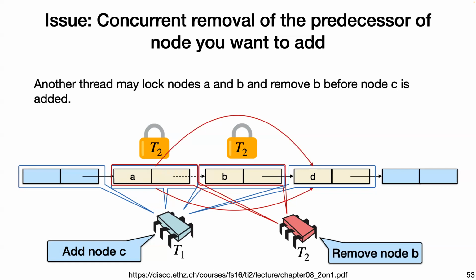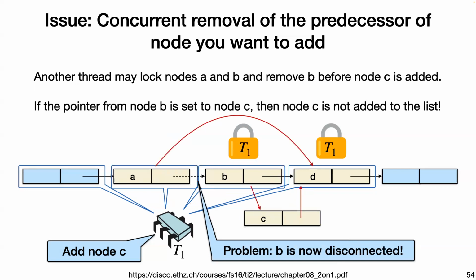And so trying to add something between B and D, you as the third one still have hold of B and D. But now B is no longer connected in the data structure, so if you just at some point after this grab the locks on B and D and try to add C, then it's not going to work because B is no longer connected. So that's one issue that can happen.